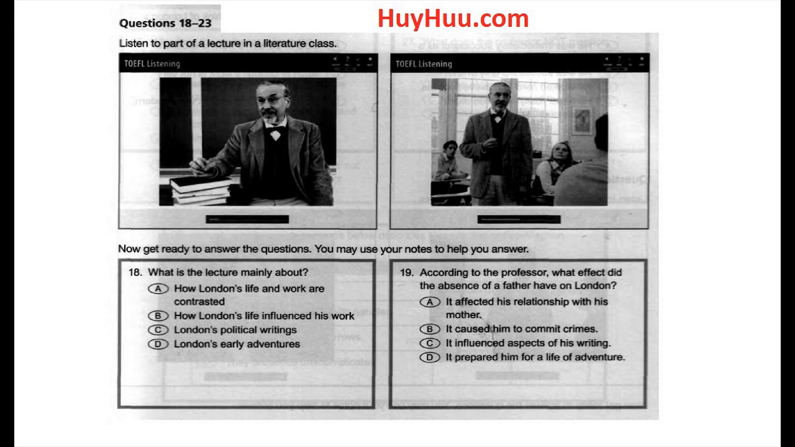19. According to the professor, what effect did the absence of a father have on London?